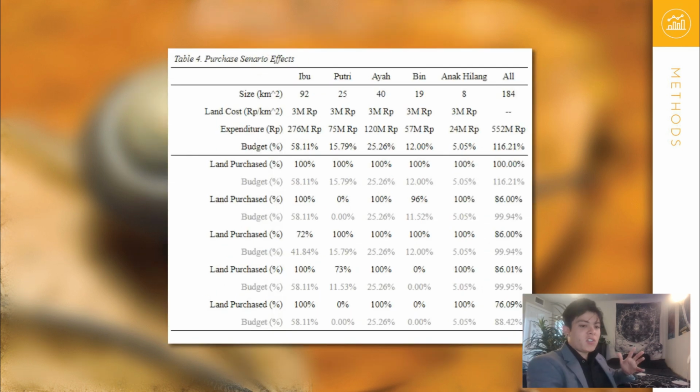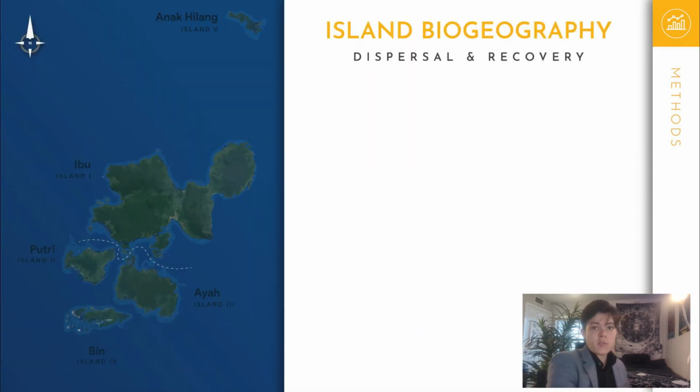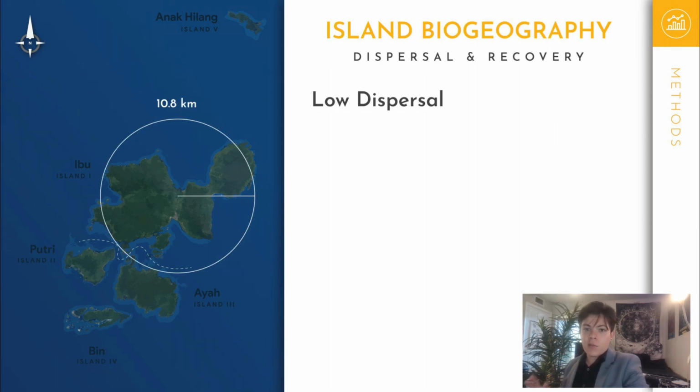And finally, we just did some basic cost analysis. If we were to buy this amount of islands, how much land would be saved, and how much of our budget would be used. But before I get into exactly what a proposal is, I wanted to talk a little bit more about the population dynamics of the snails on the island. First thing, snails have really low dispersal. They can't travel far. And to give an example of that, we're going to look at Ibu, the largest island.